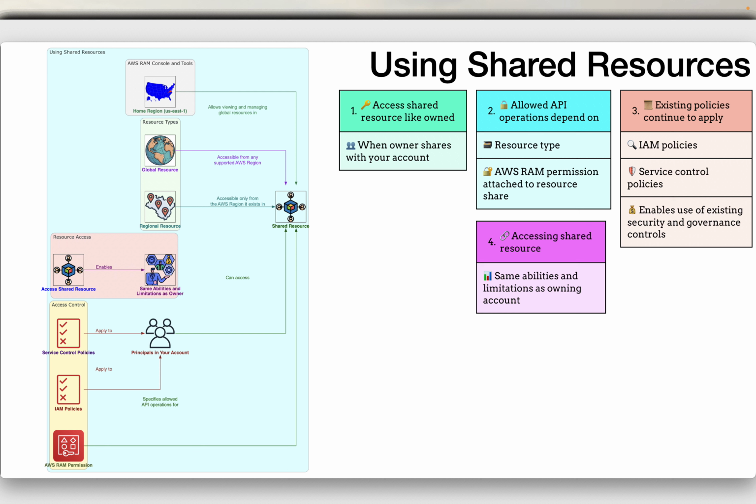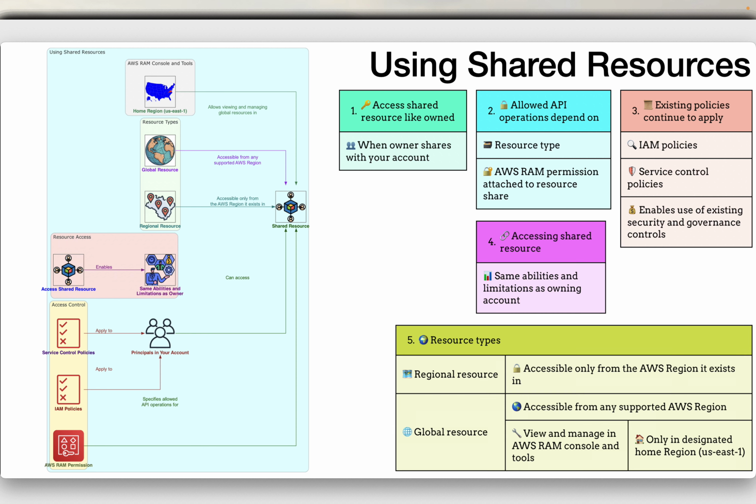When you access a shared resource using that resource's service, you have the same abilities and limitations as the AWS account that owns the resource. If the resource is regional, then you can access it from only the AWS region in which it exists in the owning account. If the resource is global, then you can access it from any AWS region that the resource's service console and tools support.